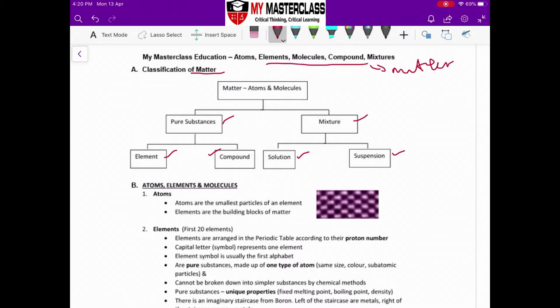So what are atoms, elements and molecules? Atoms are the simplest unit of an element. Elements are the building blocks of matter. So what does this mean?